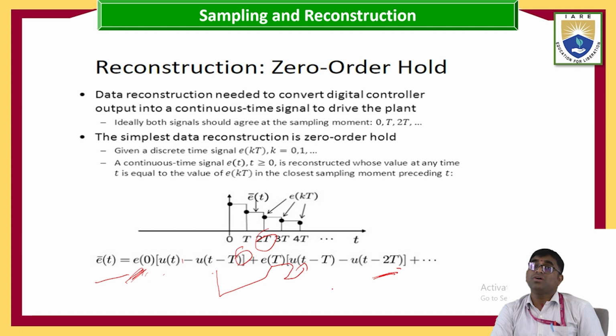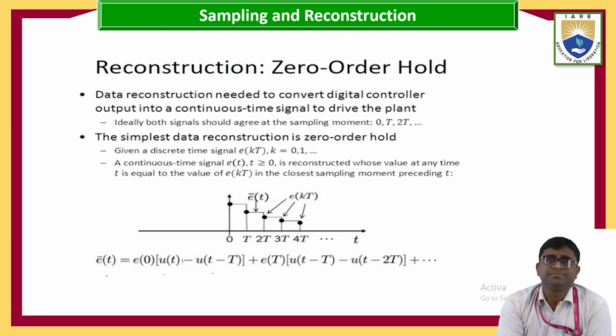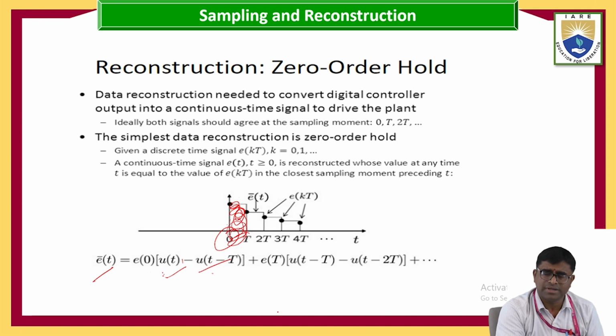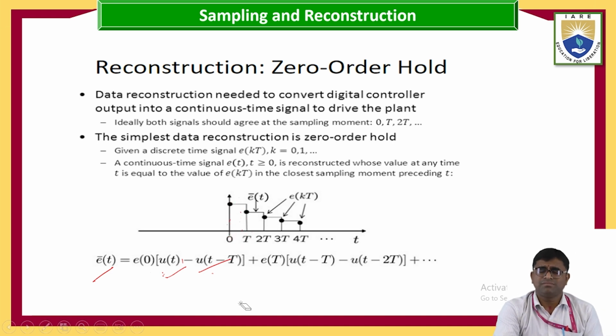Okay, so the error signal. The continuous time signal E of t is nothing but E of 0 into U of t, and U of t minus T. At this position, what is the equation? U of 0 equal to U of t minus T.